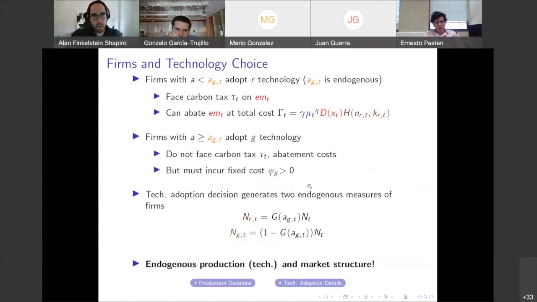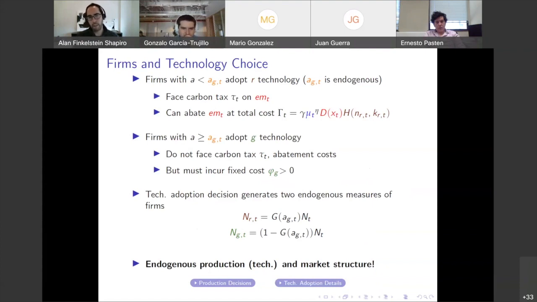Now, thinking about the technology choice, firms with an idiosyncratic productivity level below a threshold A_G, where this threshold is endogenous, are going to end up adopting the regular technology. So they basically do business as usual, but they have to face a carbon tax on whatever emissions they generate. And if they want to abate emissions, they face a total cost that is a function of how much you produce, and it's convex in the abatement rate, right? So you're never going to be in a world where you're abating 100% of the emissions you're generating. It's always going to be between 0 and 100.